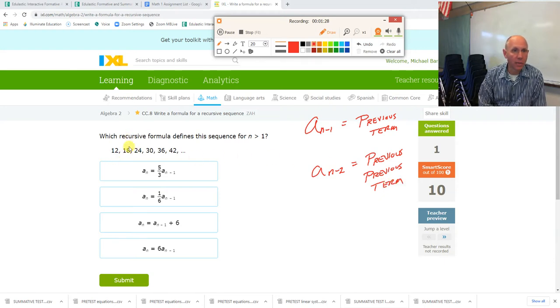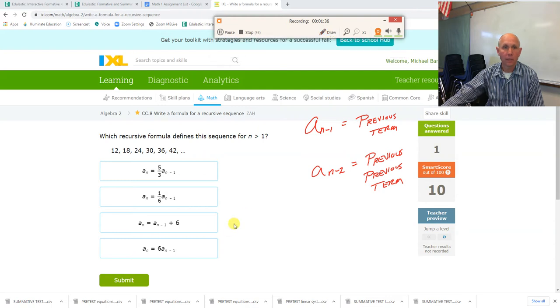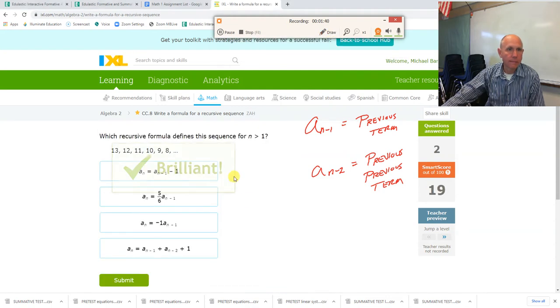I look at the previous term and I add 6. Look backwards and add 6. So previous term plus 6, right there. All right, I look back a term and I take away 1. Previous term minus 1.